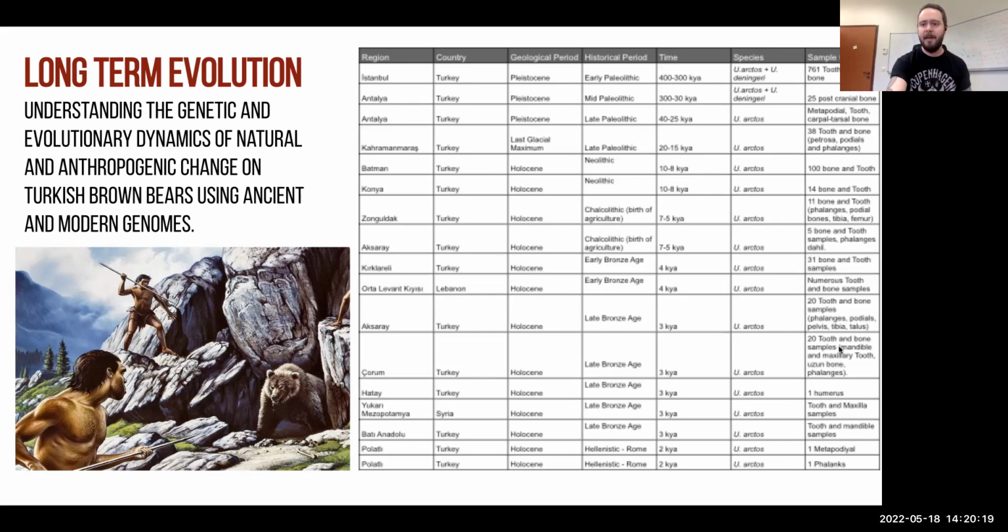And again, we've collected hundreds of ancient bear samples, and it took like 2 years to finally get this collection, which we've collected from various dig sites in Turkey.